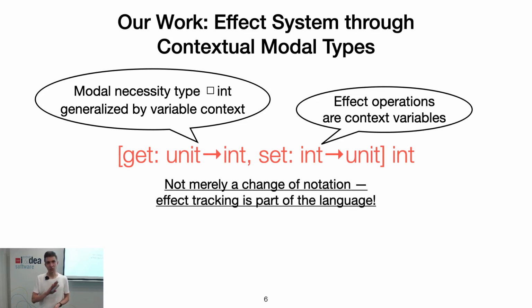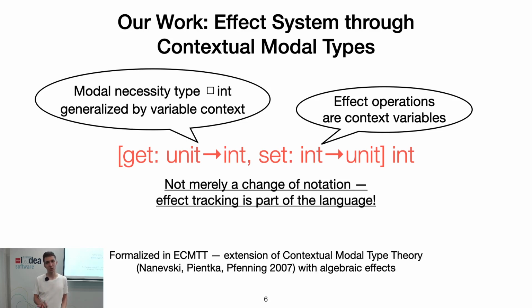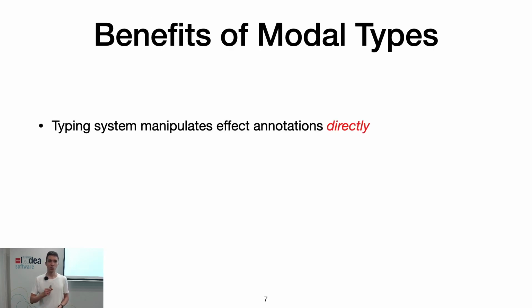Note that it is not just a change of annotation. We actually change the language. We introduce constructors and destructors for this type, which also manipulate the effect annotation. We formalize our work in a system called ECMTT, which is an extension of contextual modal type theory with algebraic effects. So what does it actually bring us to use modal types?